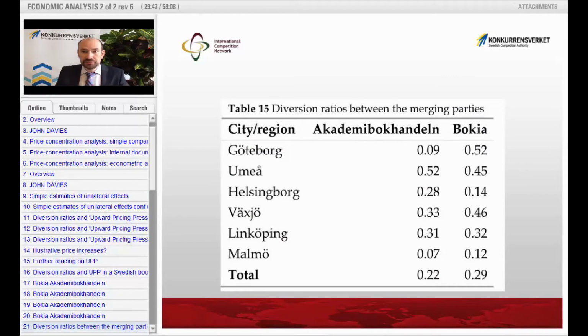The diversion ratio needed for calculating the UPP index of interest is the one between Akademibokhandeln and Bokia. The table presents estimated diversion ratios between these two chains, from Akademibokhandeln to Bokia and vice versa. These have been calculated as the ratio of respondents outside the respective store that named the other chain as their second choice. Approximately 22% of all Akademibokhandeln customers chose Bokia as their second choice, while 29% of Bokia customers chose Akademibokhandeln as their second choice.